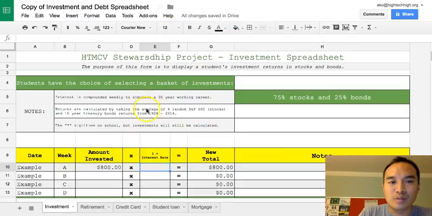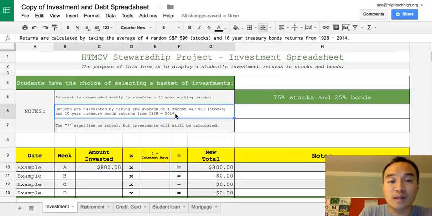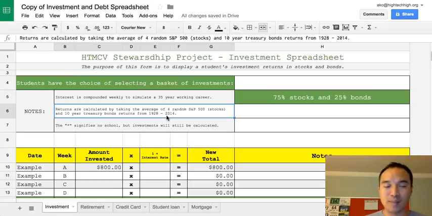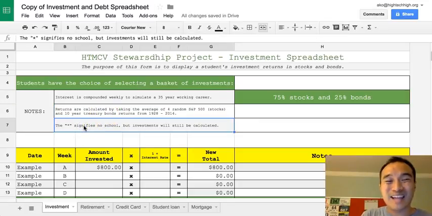And we're going to use the actual S&P 500 returns and the actual 10-year Treasury bonds returns from the years 1928 to 2014. So we're getting these numbers from realistic sources, like this actually happens. And other notes about this is we're going to compound the interest weekly to simulate a 35-year working career, because we have about 35 to 40 weeks of school. And if there's an asterisk, that means that there's no school, like a holiday, but we're still going to have the investments be calculated.